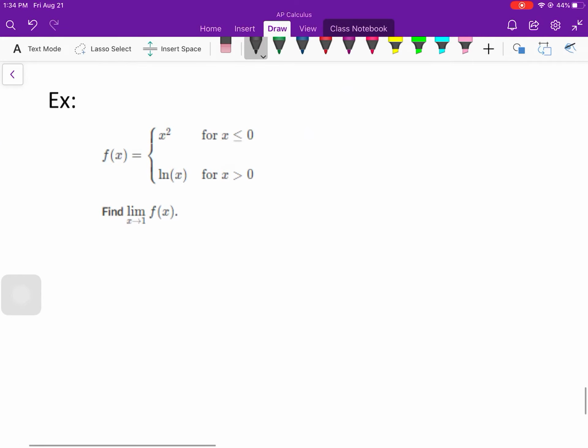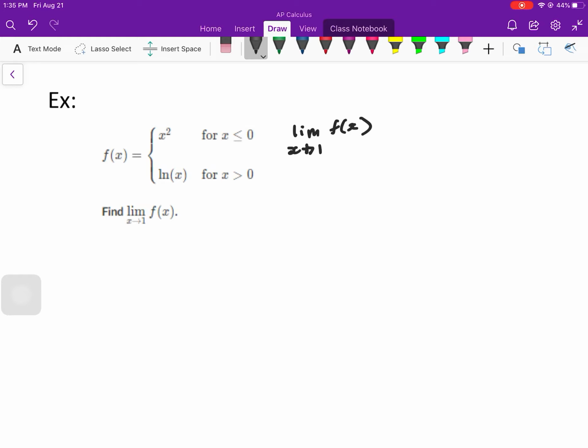Let's look at this one. Got a natural log in there. If you don't know about natural logs, you may want to Google them, do a little bit of research. They're pretty simple though, just inverse exponential. So we'll talk about that right now. So the limit as x approaches 1 of f of x.